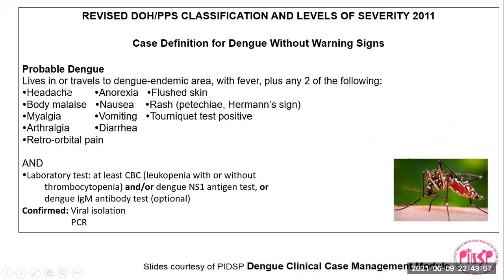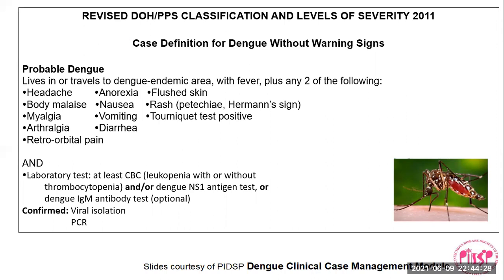A patient who lives in or travels in a dengue endemic area with fever with any two of the following: headache, body malaise, myalgia, arthralgia, retroorbital pain, anorexia, nausea, vomiting, diarrhea, flushed skin, rash, or a positive tourniquet test. And a laboratory test with at least a CBC which shows leukopenia, with or without thrombocytopenia, and or a dengue NS1 antigen or a dengue IgM antibody test.